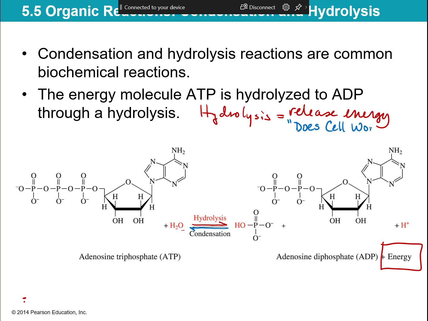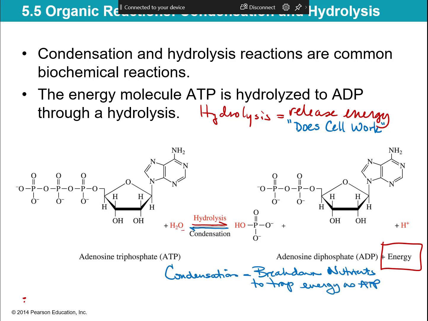So it helps to do cell work. Remember, that's energy, the ability to do work. So hydrolysis, to a large extent, releases that energy to help power what's going on in the cell. Whereas condensation is how you break down nutrients to trap that energy as ATP. We basically do this back and forth all the time. Your cell's constantly trying to build up a supply of ATP, but at the same time, it's constantly using it to be able to power the condensation reactions that you need to do.